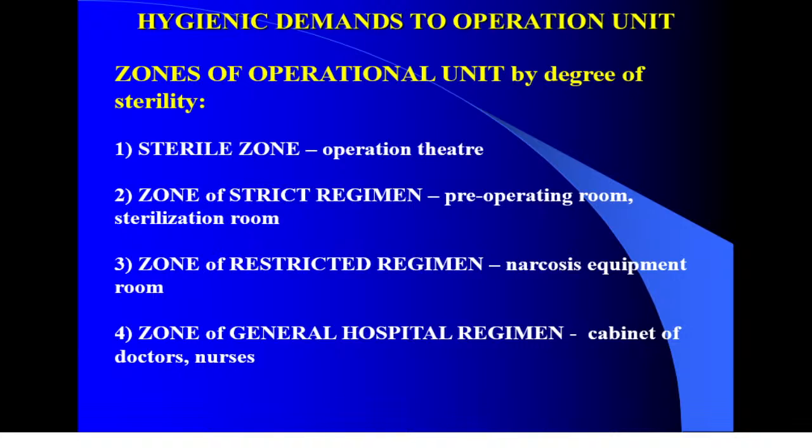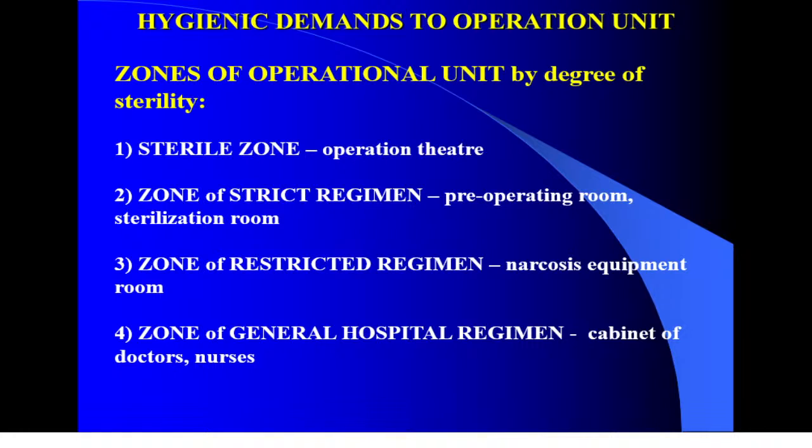Now we should discuss the question about hygienic demands to operation unit. In operation unit, we can reveal 4 types of premises by degree of sterility. Such zones are 4, and first of all, it's sterile zone, properly operation theater. The highest requirements are for operation theater, because we estimate it as sterile zone.